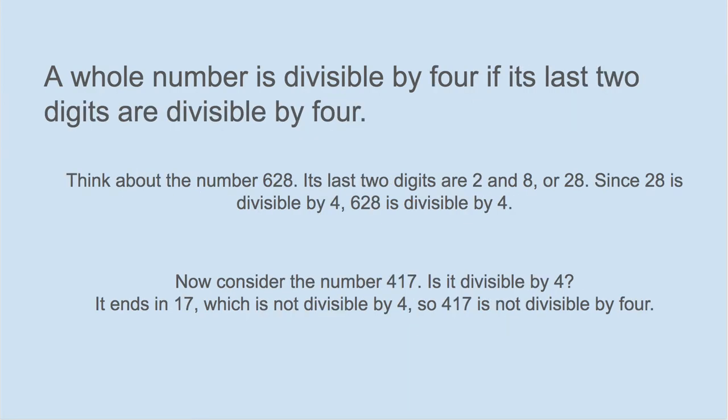A whole number is divisible by 4 if its last two digits are divisible by 4. Think about the number 628. Its last two digits are 2 and 8, or 28. Since 28 is divisible by 4, 628 is divisible by 4. Now consider the number 417. Is it divisible by 4? It ends in 17, which is not divisible by 4, so 417 is not divisible by 4.